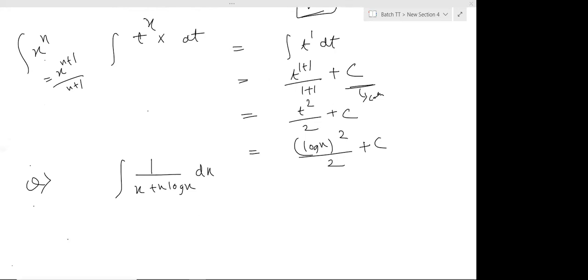All right, guys, please try to solve this one. Same method, substitution. You just have to find the substitution here.